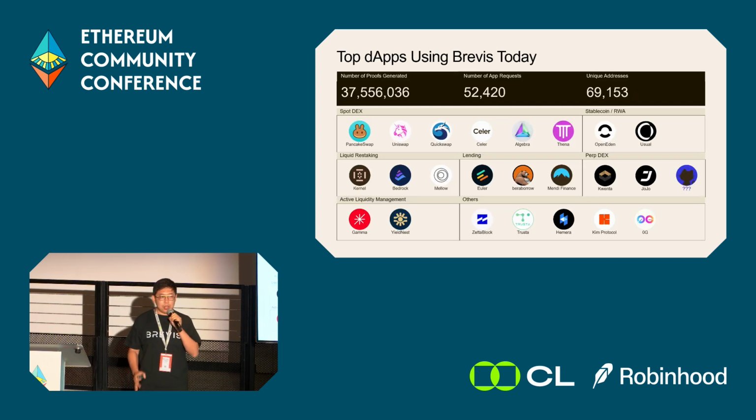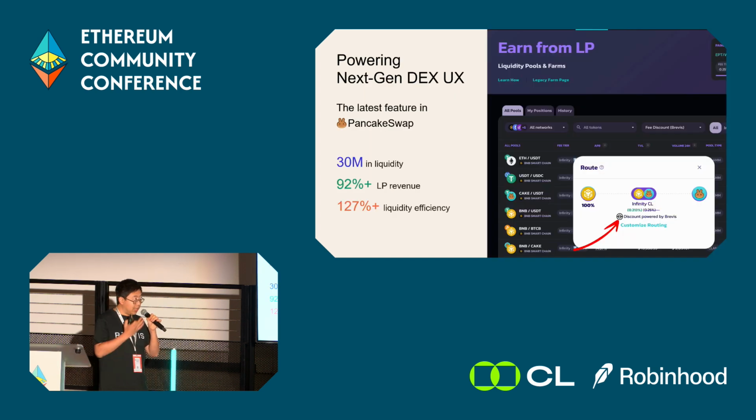So our partners are using Brevis today across a range of different scenarios like spot DEX, RWA asset, liquid risk taking, lending, perp DEX, active liquidity management, and many others. Among them, I would just want to give two very concrete examples. One is a feature we recently launched with PancakeSwap.